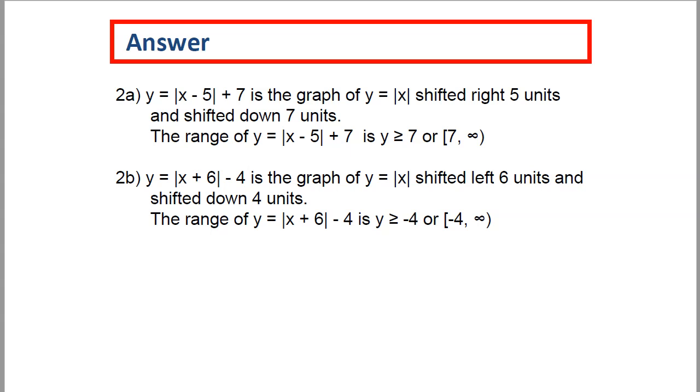And then for part 2, we needed to give the symbolic form. So y equals the absolute value of x minus 5 plus 7 is the graph of y equals the absolute value of x shifted right 5 and up 7. That's actually supposed to be up 7. And then y equals the absolute value of x plus 6 minus 4 is shifted left 6 and down 4 because this is the opposite. And the range is y is greater than or equal to negative 4.